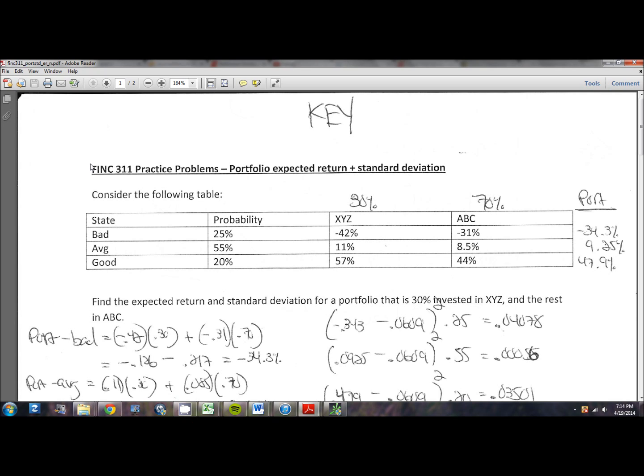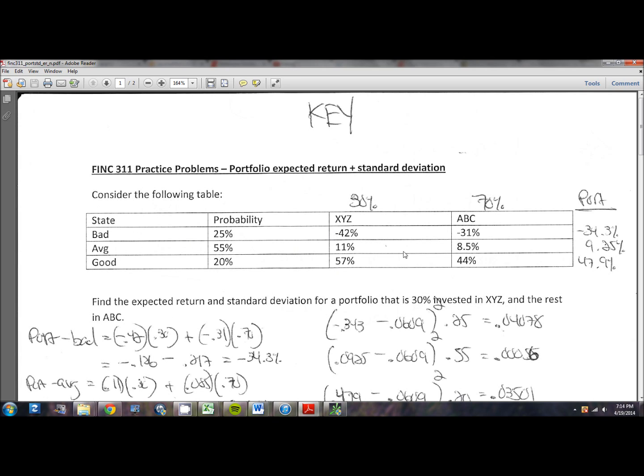I wanted to go ahead and shoot a video here on the expected return and standard deviation homework that you guys have been practicing. And I thought a good problem to go through would be one of these portfolio expected return and standard deviation problems. So let's take a look at this first problem from the extra set that I sent you guys from essentially chapter 10.